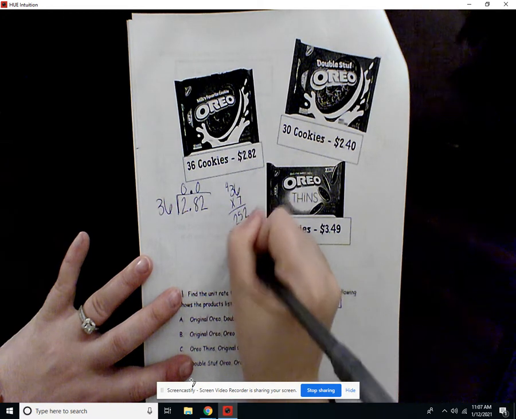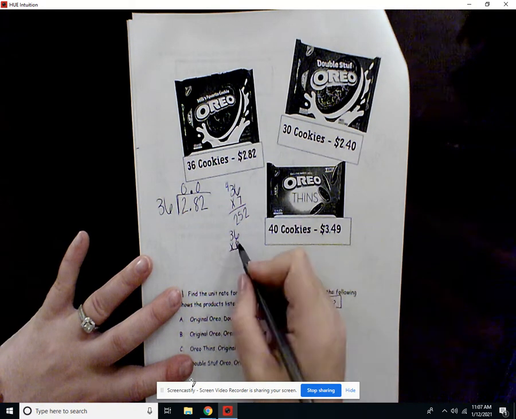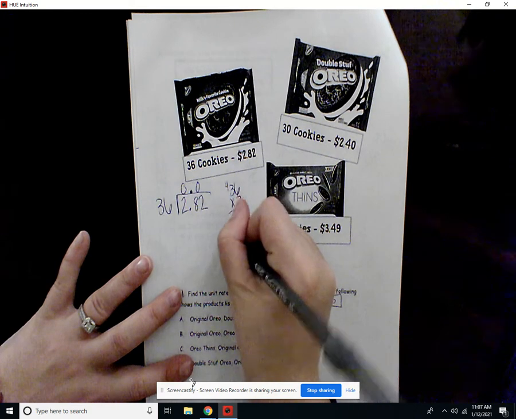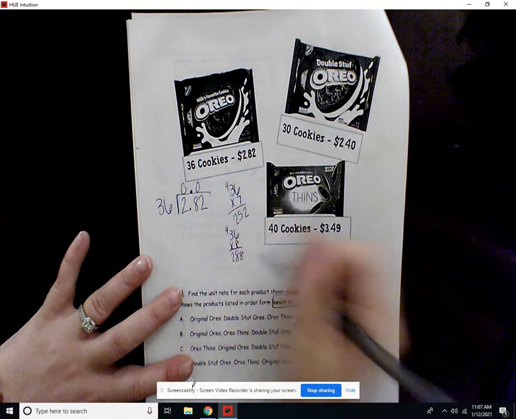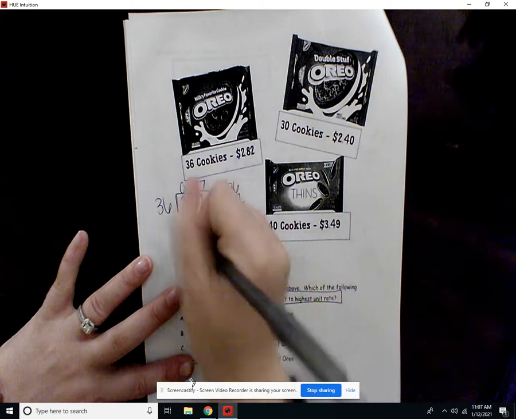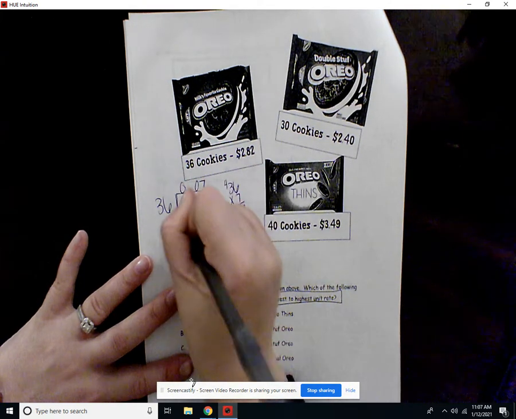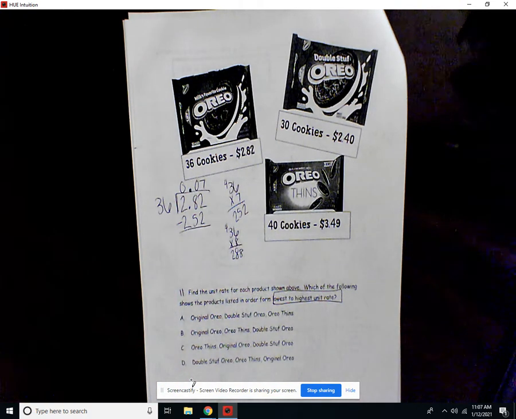Let me try 8. 6 times 8 is 48. Carry our 4. 8 times 3 is 24, plus 4 is 28. So it's going to be 7. And then we're just going to stop here for right now. And if we need to keep dividing, we can do that.